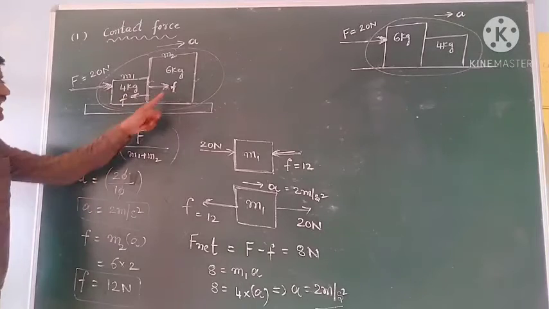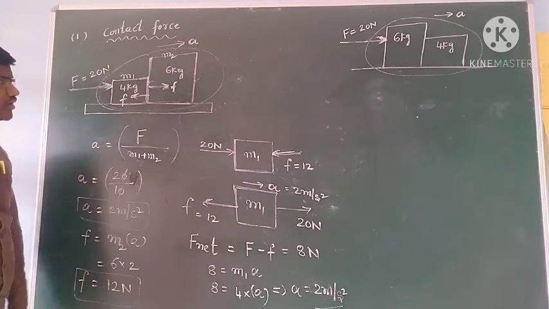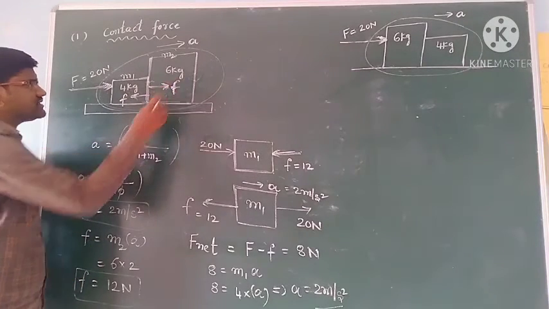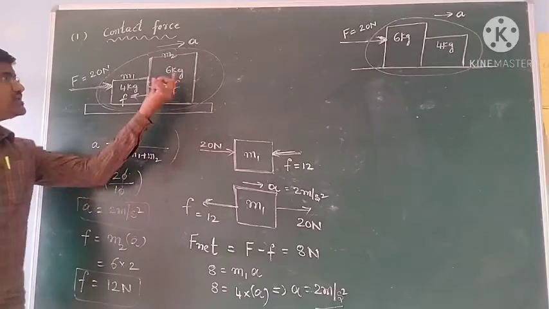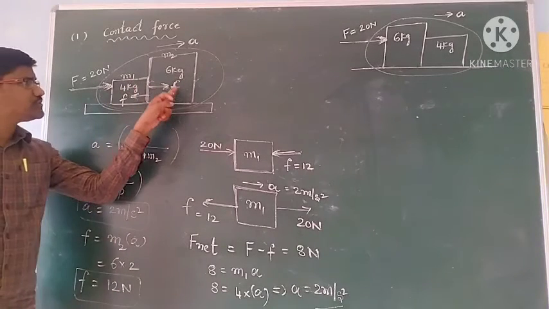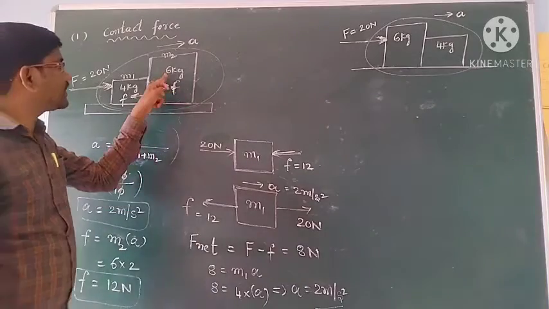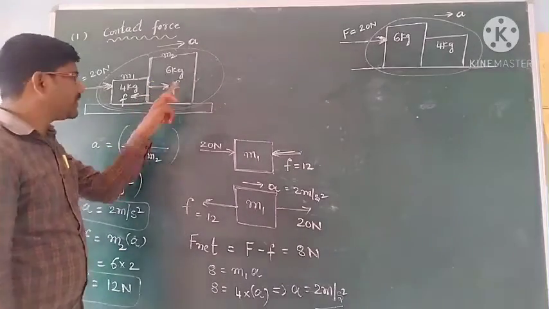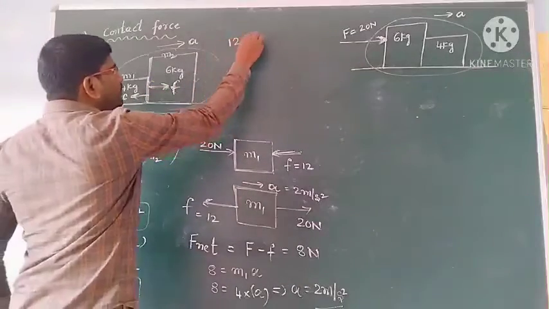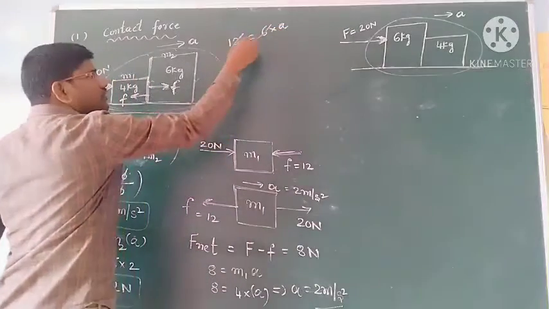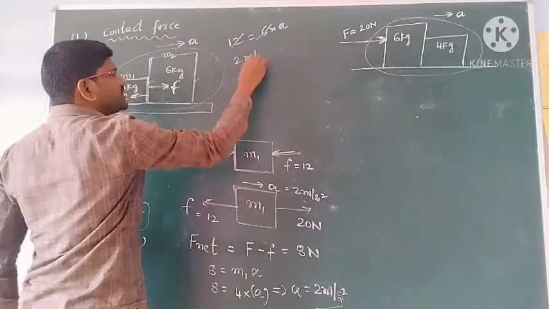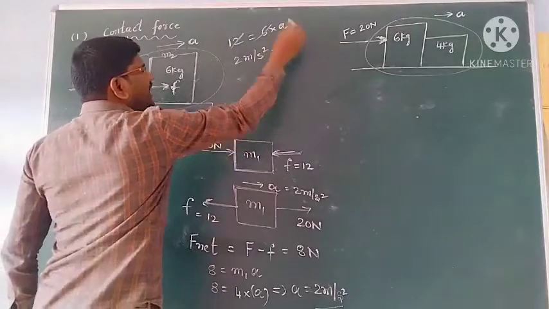Okay students, and the contact force between these two is F. That F I calculated like this. Got it? And similarly, here F is how much, students? F value is 12. It means this 4 kilogram is pushing this 6 kilogram with a force of 12 newtons. That 12 is equal to 6 into its acceleration. So that is 6 times 2 meter per second square is the acceleration.